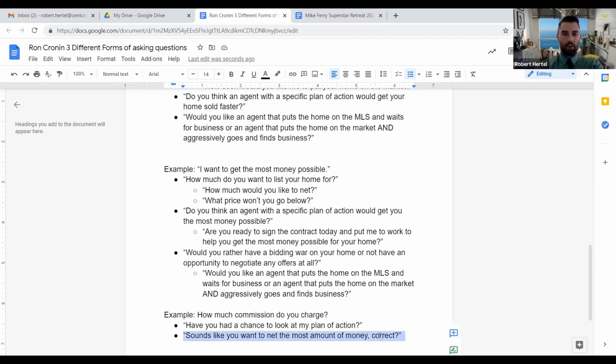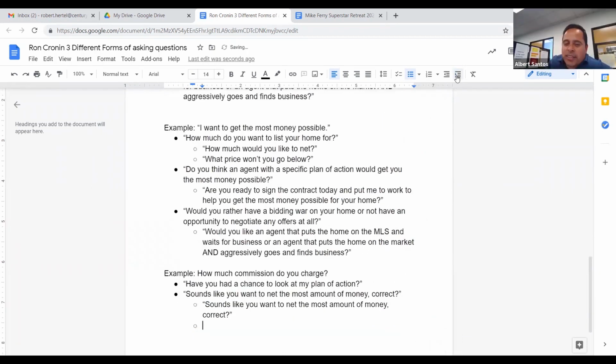All right. Well, I'll tell you what, I'll do it in two different ways. Everyone, you can combine and do whatever you want. Sounds like you want to, you said maximize your equity. Sounds like you want to maximize your equity. And net the most amount of money.